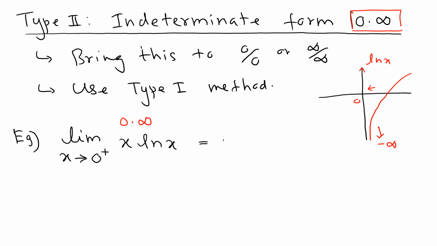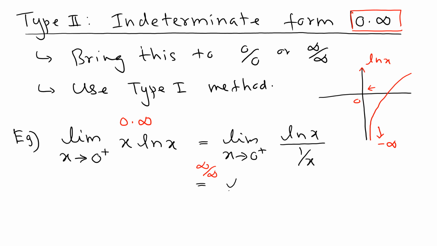So we can write this one as limit x goes to 0 plus, we leave ln x there. What we do, we divide the top and bottom by x. So you get ln x divided by 1 over x. Now when x goes to 0, we know that ln x goes to negative infinity, but we can say infinity. And when x goes to 0, 1 over x goes to infinity. So it's an infinity over infinity problem.